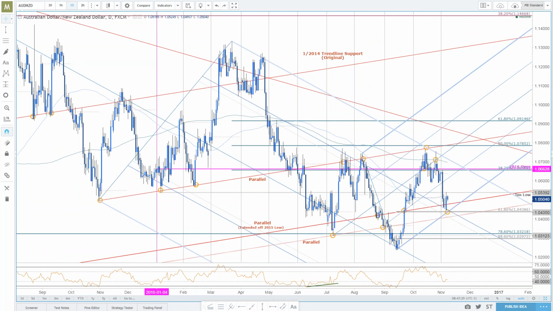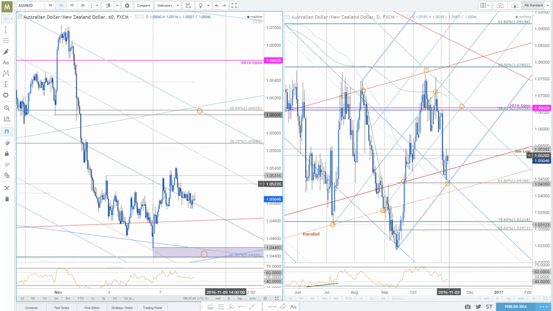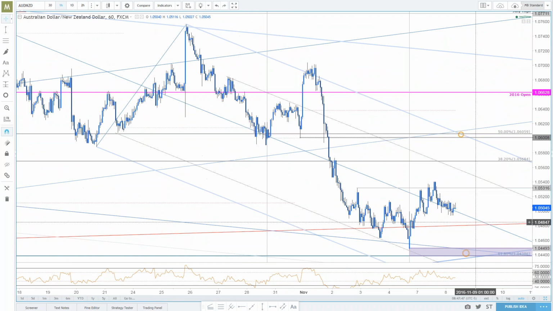Yes, Steven says if you saw that topside break in Aussie Kiwi, you're looking at 106.63. So 106.63 is the yearly open. That's the broader play. From a scalping or an intraday standpoint, my initial targets would be right here, the upper parallel. Steven, does that make sense?